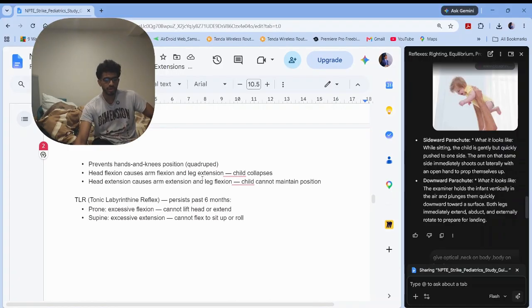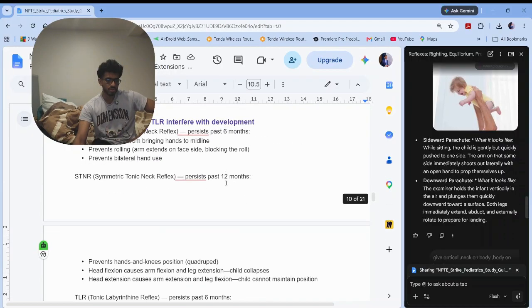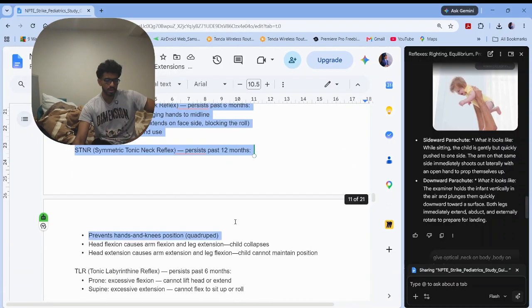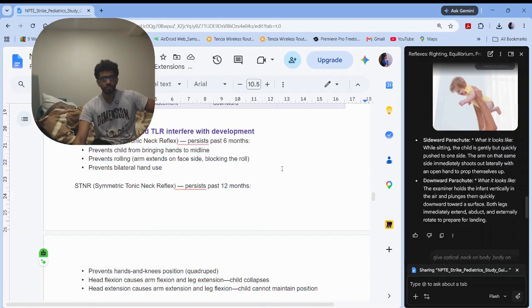With STNR, head flexion causes arm flexion and leg extension, so the child will collapse, and head extension causes arm extension. The child cannot maintain these positions. Also, if the tonic labyrinthine reflex persists past 6 months, in prone there is excessive flexion and the child cannot lift the head or extend, and in supine there is excessive extension and the child cannot flex to sit up or roll. This is something you should really understand and keep in mind. This will be the most important if you're looking to learn the reflexes on the pediatric part.